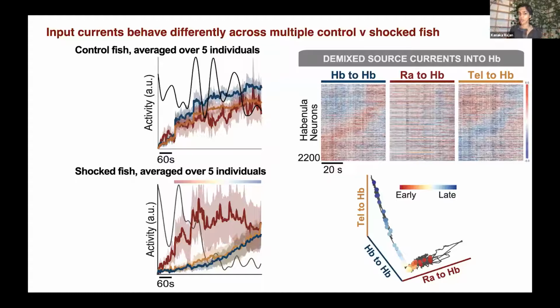But if you look at the exact same plot for the shocked fish, you observe two things. One is that the movement in black goes up and then goes down to zero, indicating the active to passive coping transition as we expect. But here, there's an early ramp that is driven by the raphe to habenula currents. And it's only later on that the habenula to habenula and telencephalon to habenula currents start to ramp up. This is conserved across individuals. And we're now probing this through causal experiments in our collaboration. So the prediction here is if you eliminate this current, passive coping should be either delayed or eliminated. So this is the kind of prediction that a study like this can make for you.